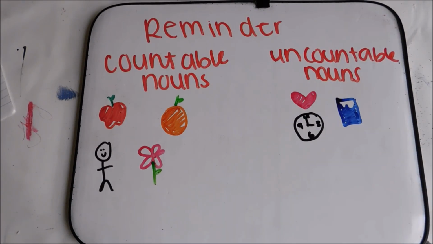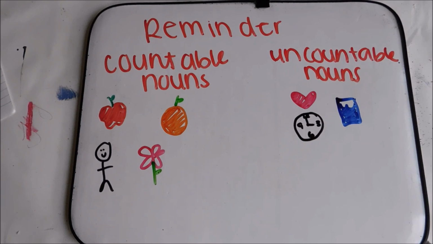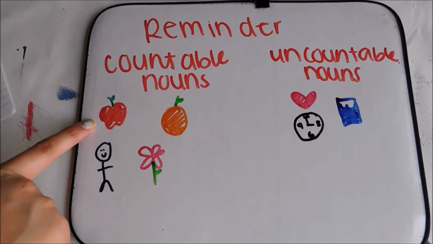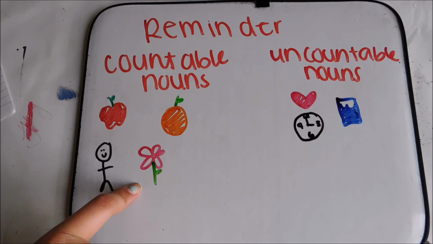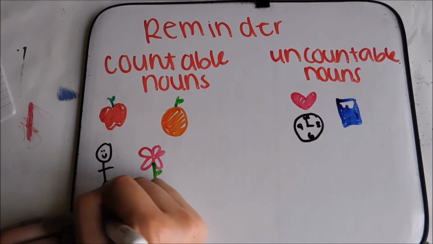First, and this is very important, you need to remember the difference between a countable noun and an uncountable noun. Countable nouns are things that we can count easily, right? Apples, oranges, people, flowers. With these ones, we use how many.